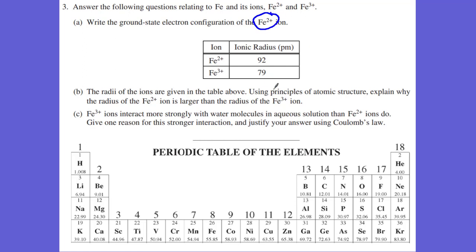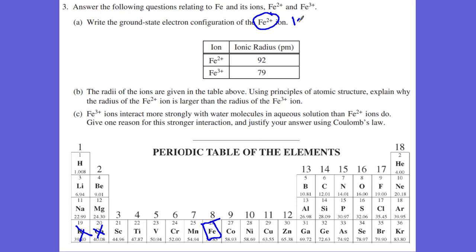Keep in mind, they don't want me to find the Fe solid. They want me to find the ion Fe plus 2, which means that iron has lost 2 electrons. So we take a look at where the iron is on our periodic table. And when it loses 2 electrons, it's going to lose 2 electrons from that s subshell. So we want the full electron configuration.